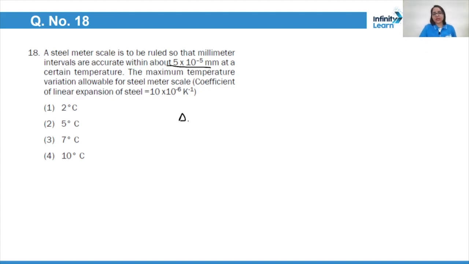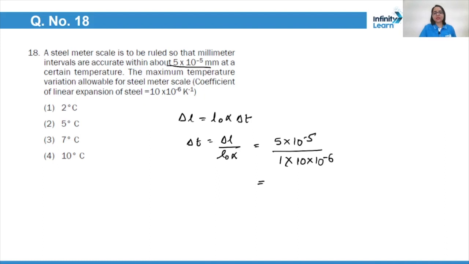So you can write delta L is equals to L naught alpha delta T. So delta T will be delta L upon L naught alpha. Delta L is 5 into 10 power minus 5, L naught is 1 millimeter and alpha is 10 into 10 power minus 6. So corresponding to this, delta T will be 5 degrees Celsius. So correct answer is option 2.